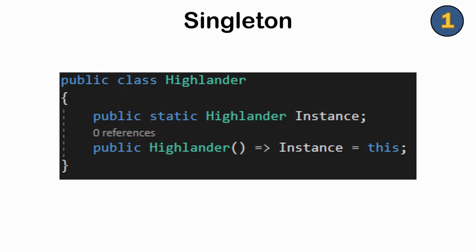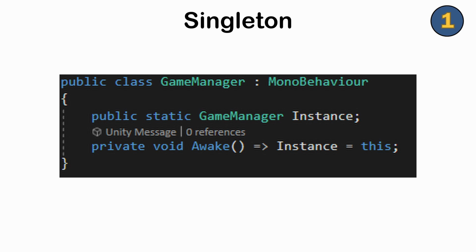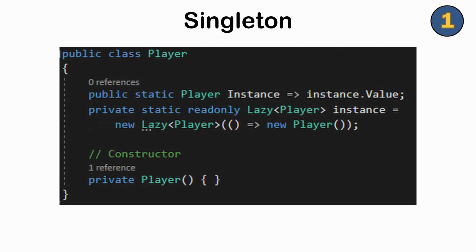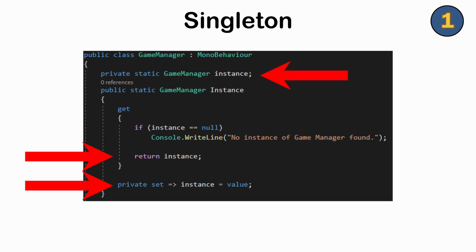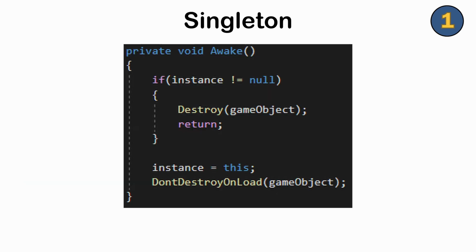anywhere. It starts by defining a static instance and a way to assign it, often in a constructor, an initializer method, or via lazy initialization. The instance can be made into a property with a public getter and a private setter, and an optional backing field. If duplicates are possible, you might destroy the extra ones, or use a flag to ensure persistence.